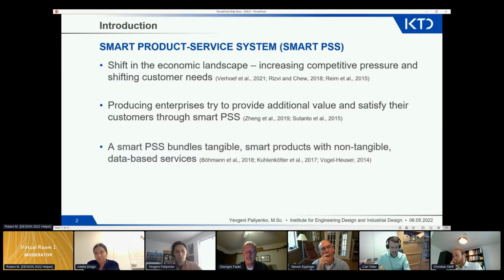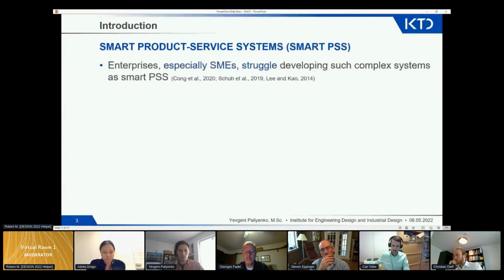While a smart product service system bundles tangible smart products with non-tangible data-based services. Typical examples for such systems are predictive maintenance or process optimization. Overall, smart product service systems are complex systems that require specific knowledge and skill sets for their development. Thus, enterprises, especially small and medium-sized ones, struggle to develop successfully smart PSS.